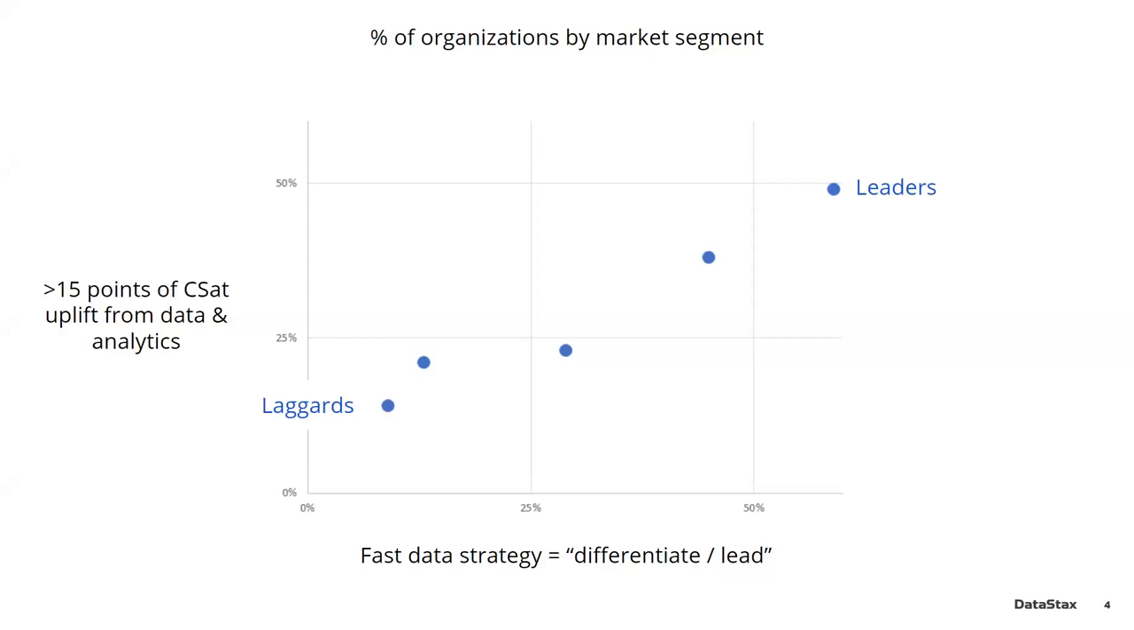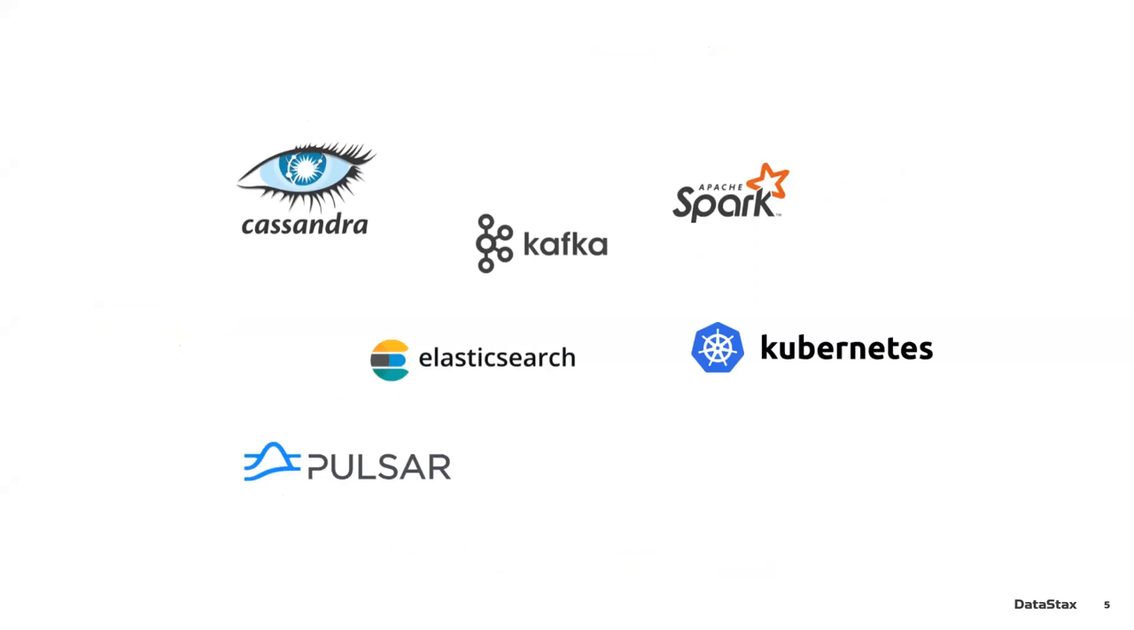But we think this is a generalized and important pattern. So what are the implications? Well, again, in our data, we see the leaders much more likely to be using these technologies in combination.